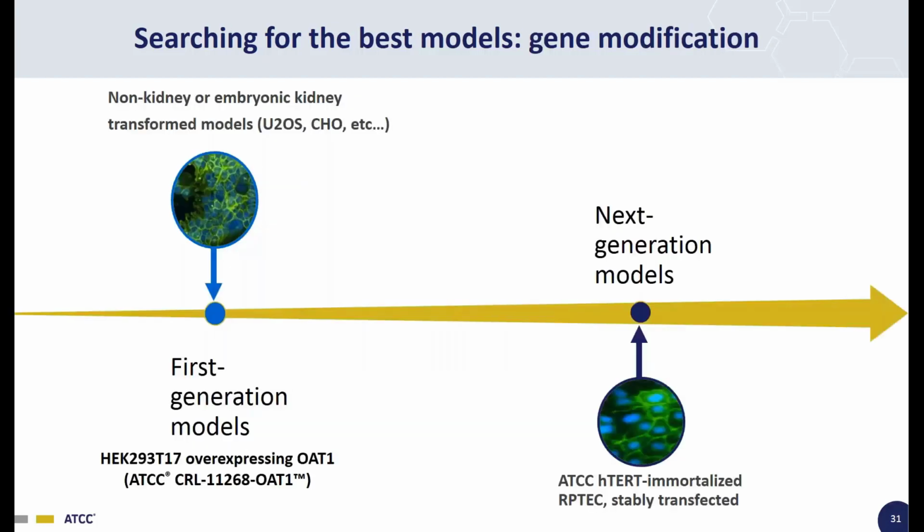The next step in the evolution of renal models is to use a gene modification method to overexpress transporter genes in either lung cells such as A549 or CHO cells, or embryonic kidney cells such as HEK293T cells. ATCC has a version of these first generation models that overexpress OAT1, as shown on the left hand side. However, these models still lack the critical proximal tubular microenvironment characteristics.